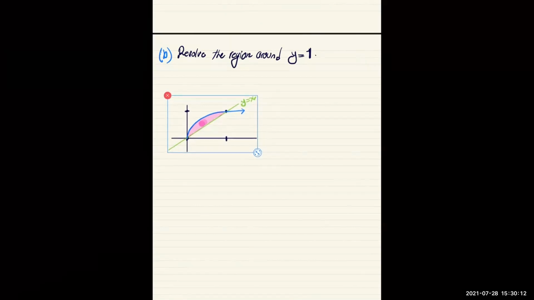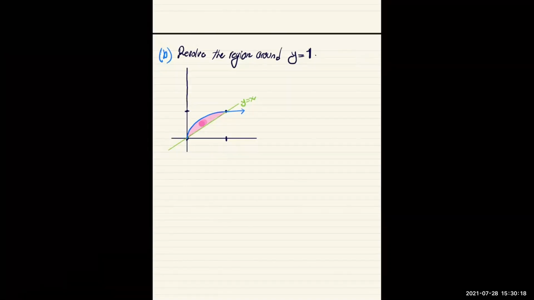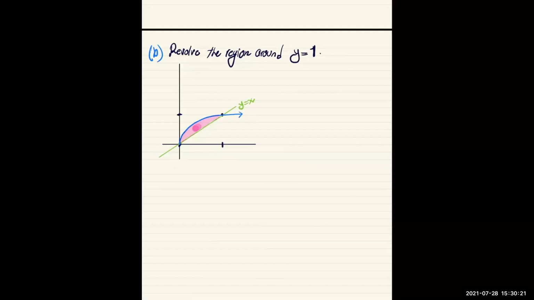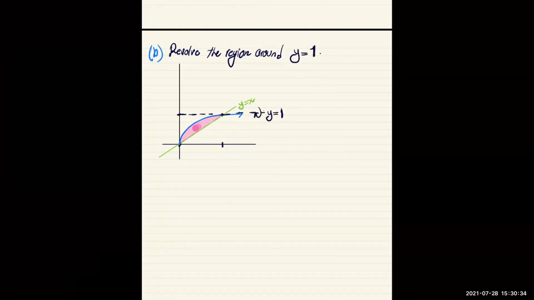So here is the region, the graph. Let me extend the y-axis right there. So now this is our axis of revolution, the line y equal to 1. Okay, that's the axis of revolution. We're going to be revolving around that.